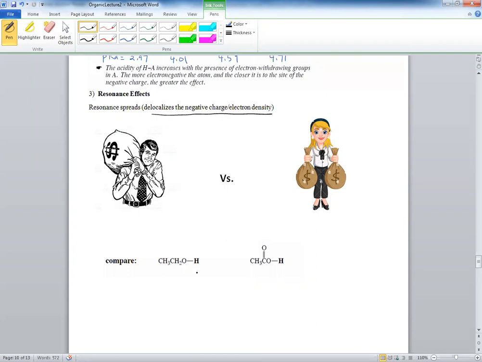So let's look at these two examples. The pKa of, once again, this is an alcohol, would be around 16. The pKa of the carboxylic acid would be around 4.8. So we know that this is a stronger acid. So let's look at the conjugate bases.